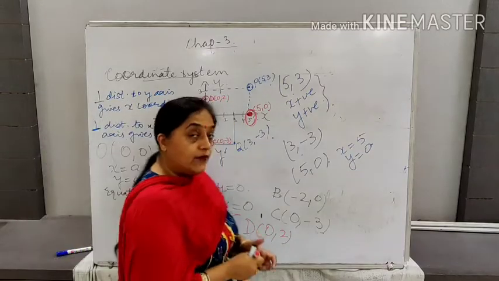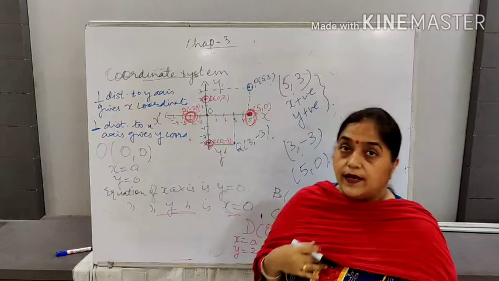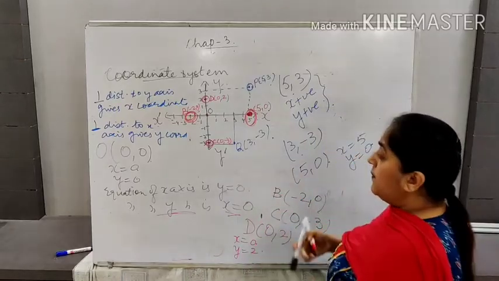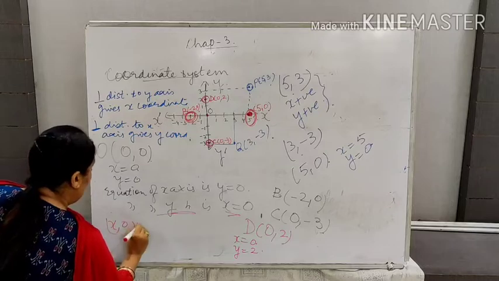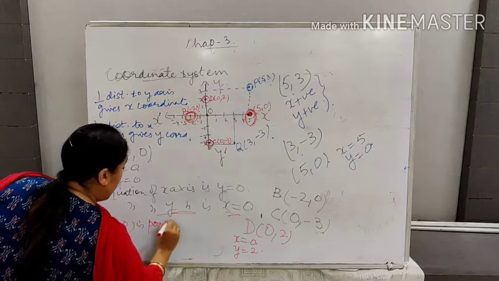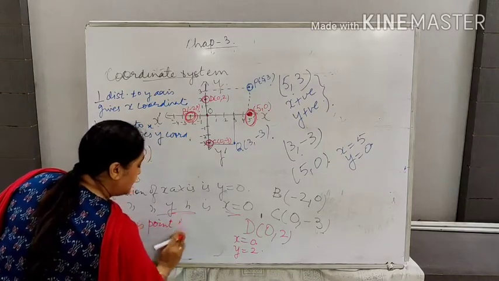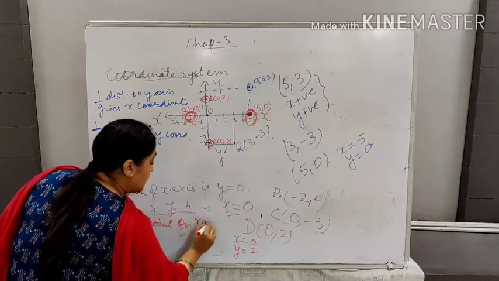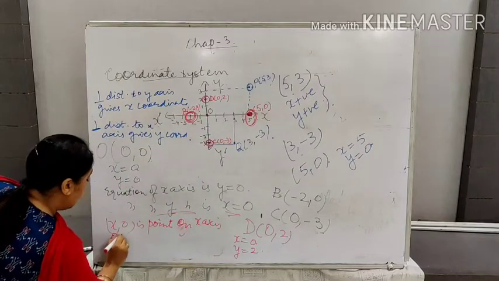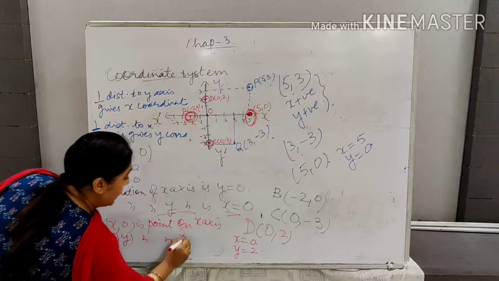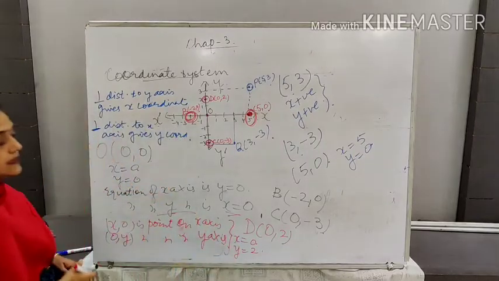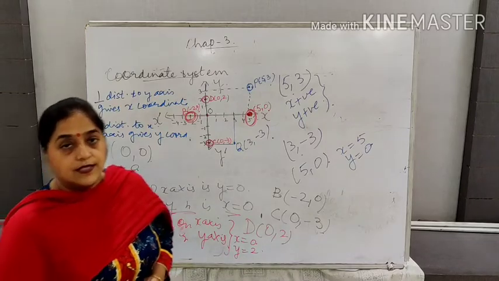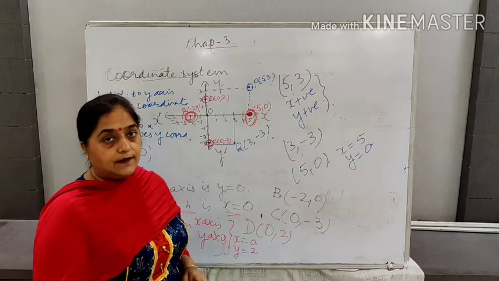What I want to say is that whenever I am locating a point x, 0, it is a point on x-axis, or 0, y is a point on y-axis. Is it clear? So this is all for today's class. Thank you, class.